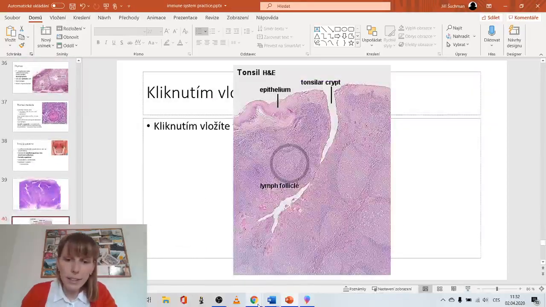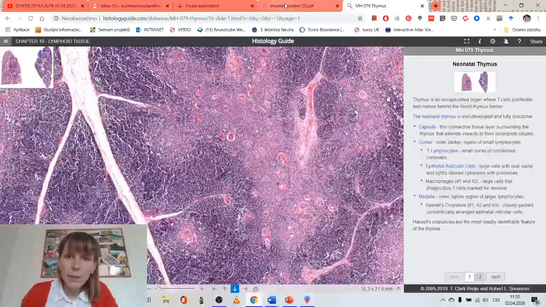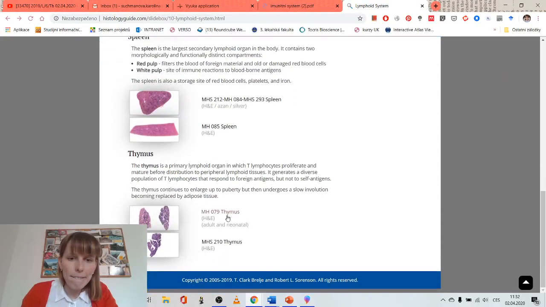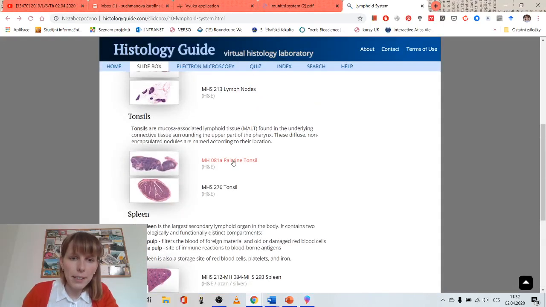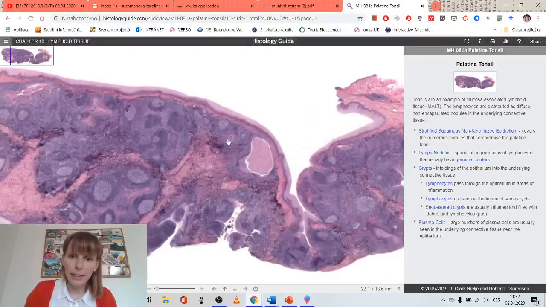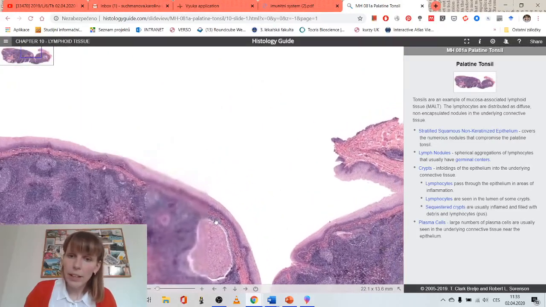So let's take a look at the slide. Where do we have it? Yes, palatine tonsil. So you can also have different tonsils, for example, in the respiratory tract, but we will only be looking at this one. So this is a very nice example. It's not always this nice on the slides. It's sometimes hard to find the stratified squamous, but here it's pretty clear.